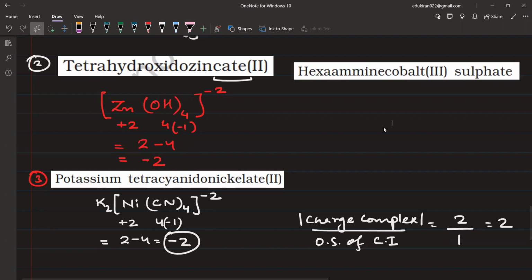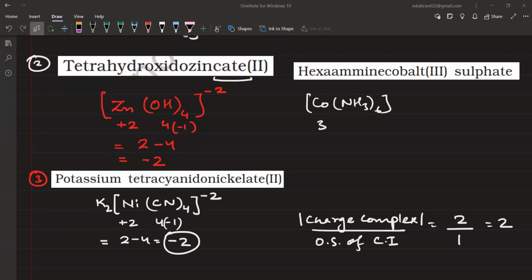Look at this one. Hexamine cobalt 3. So cobalt will be Co, hexamine NH3 whole 6. Okay. Now NH3 whole 6, and this cobalt is how much? Cobalt is 3. Let's do this one a bit more here. Cobalt is 3, and NH3 is going to be how much? What is the oxidation state of NH3? 0. Okay. So what will be the charge on complex ion?